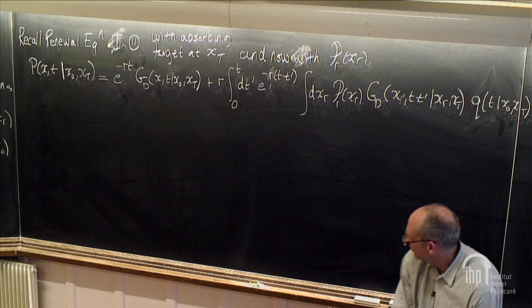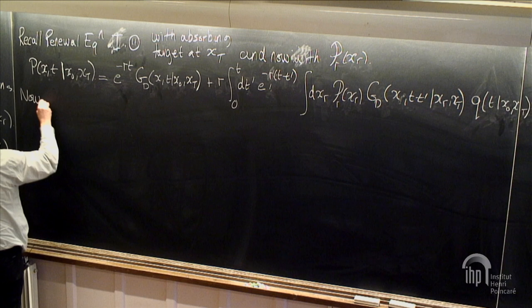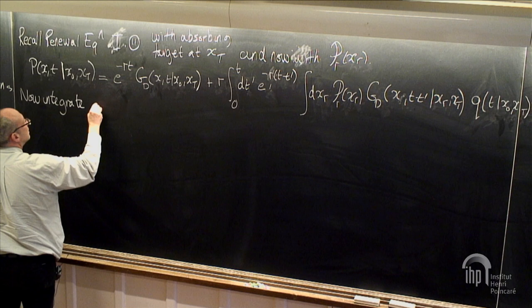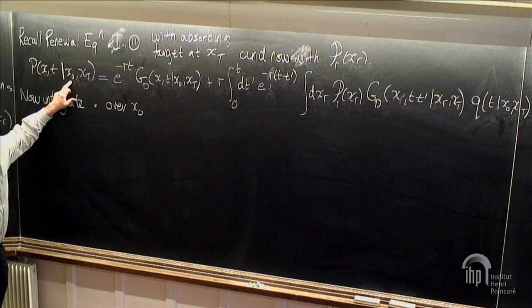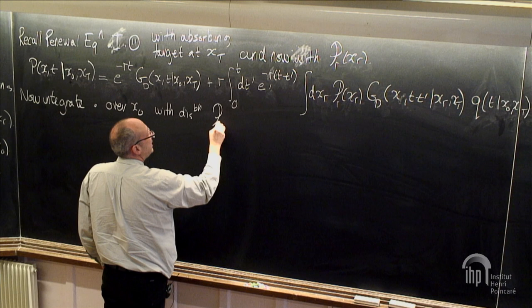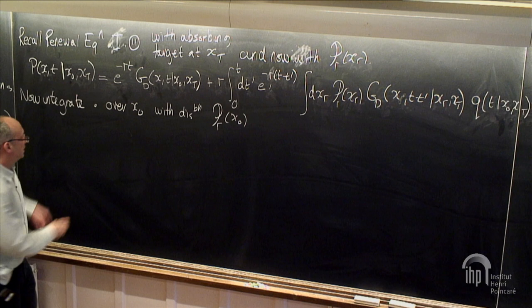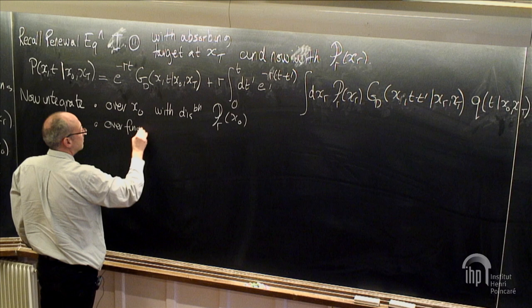Now, if you're happy with that, it's actually a simple matter now to integrate. So firstly, I want to integrate over x naught, the initial condition with distribution again. I'm choosing this PR, the same distribution as the resetting distribution for x naught, and also I want to integrate over x to get the survival probability. So I'm doing two steps here, and hopefully it'll be clear enough.